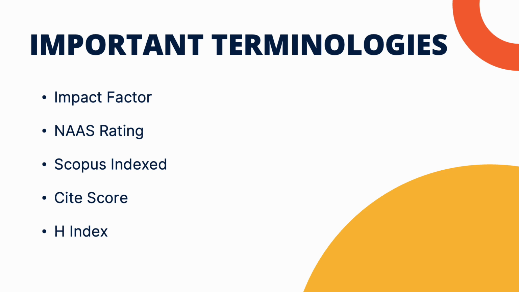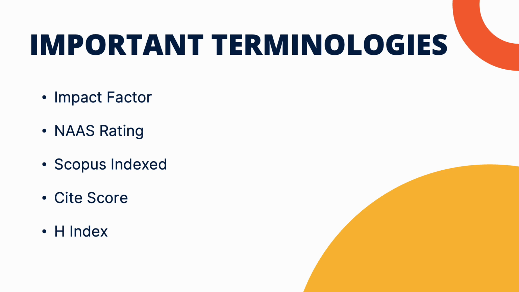Navigating the world of academic publishing involves understanding several key metrics and ratings that influence the visibility and impact of research. Number 1 is impact factor. So imagine you have a favorite magazine. The impact factor of a journal is like how many people talk about and share the articles from that magazine.